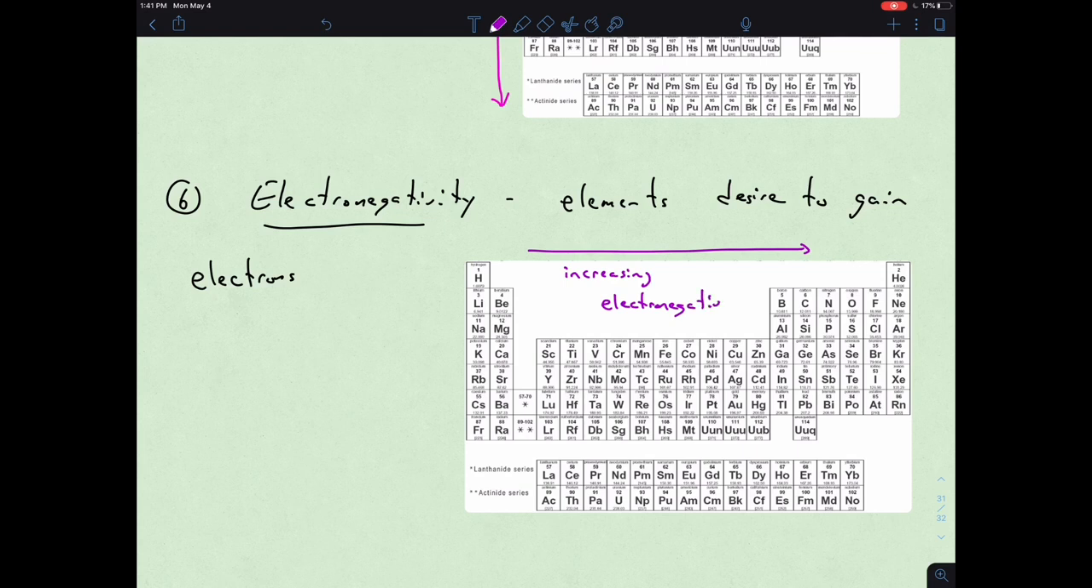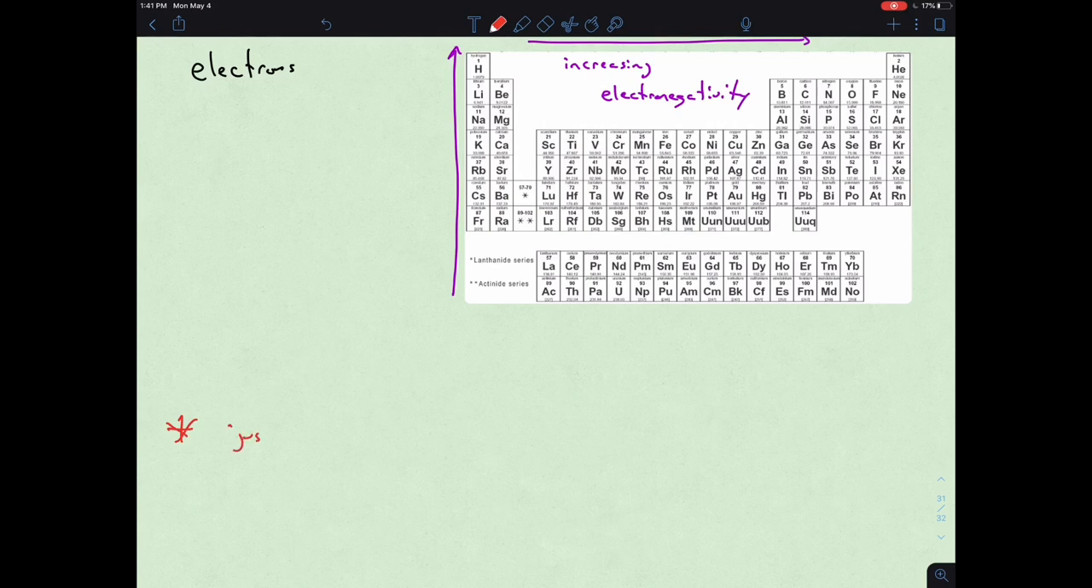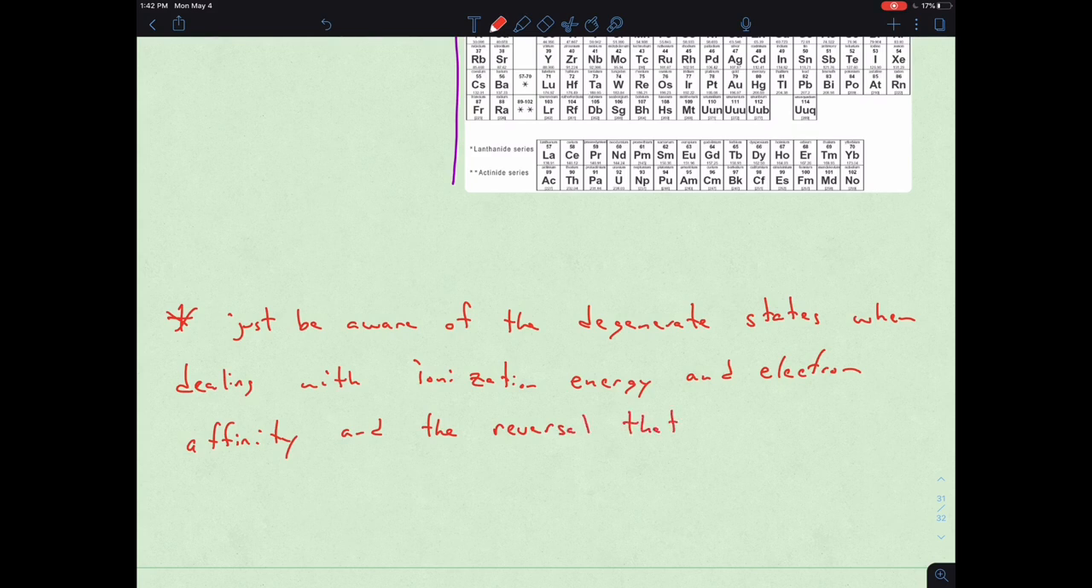Z effective and electronegativity sound very much the same. So that's electronegativity. And lastly, just be aware of the degenerate states when dealing with ionization energy and electron affinity, and the reversals that occur.